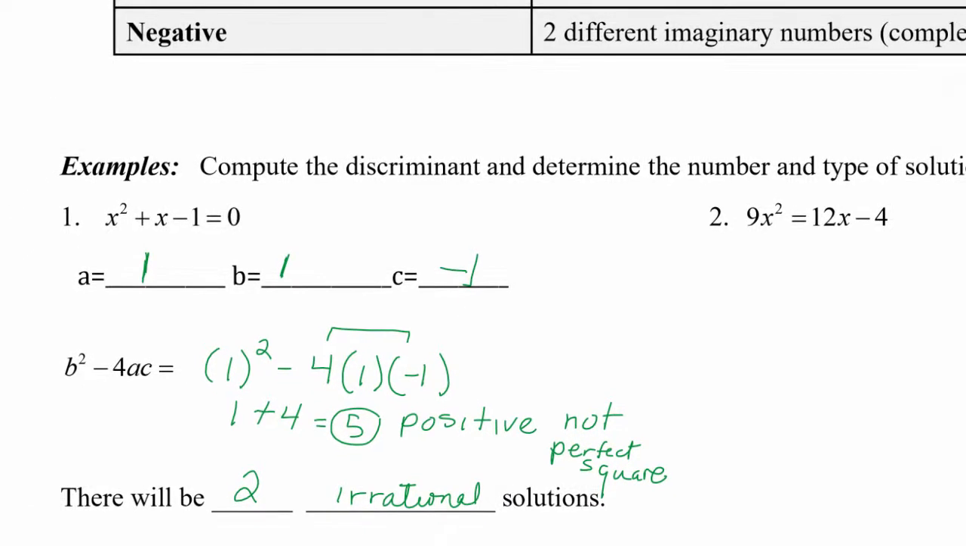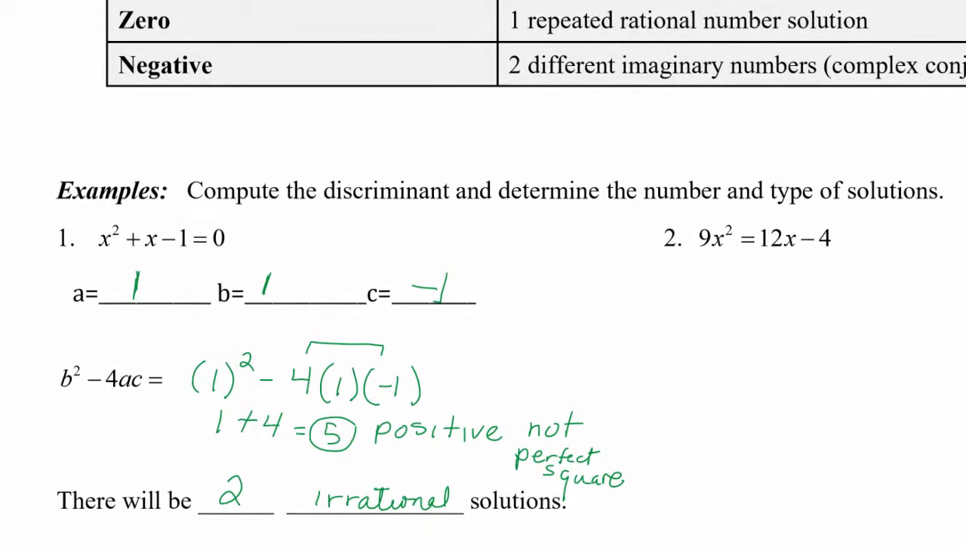All right, let's go to number 2. Now, notice the instructions to the problem said compute the discriminant and determine the number and type of solutions. It didn't say anything about go ahead and find the solutions. So that's why we're stopping here once we said there will be two irrational solutions.